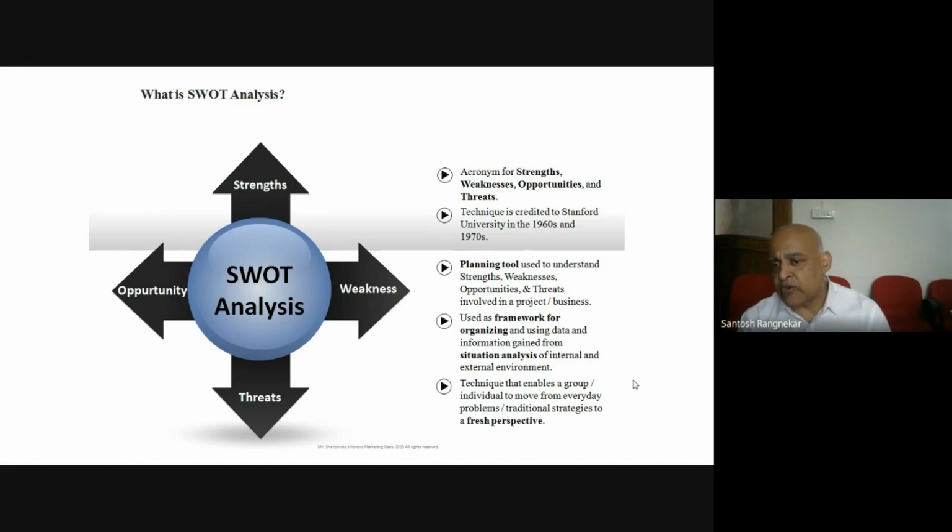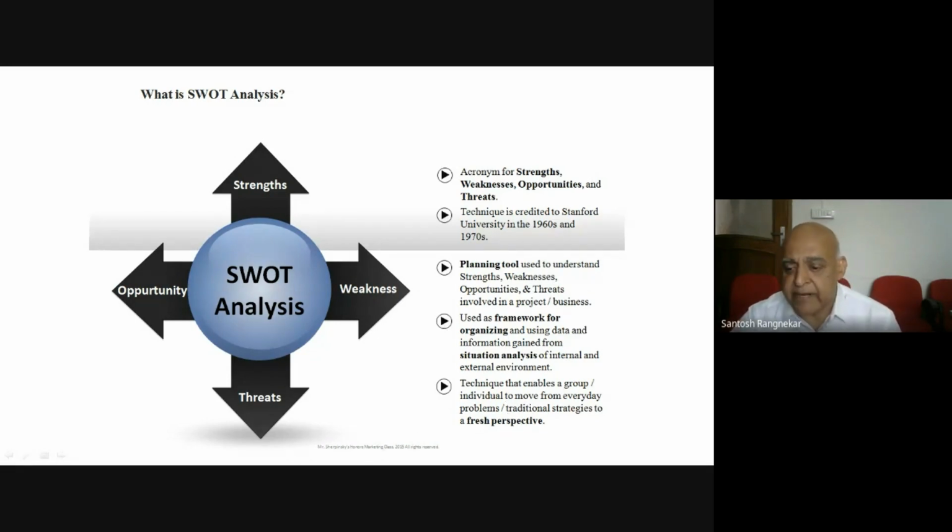This is also called a controlling tool, SWOT. Because what is to be planned is on the basis of your strengths and weaknesses, and how to control is by identifying the opportunities and threats. So you are carrying this planning and controlling tool together. It is used for projects in business, but I have extended this work. I have written some case studies, and in those case studies I have tried to make the SWOT of individual personalities also. So this is used as a framework for organizing and using the data and information from the situation analysis of the internal and external environment.